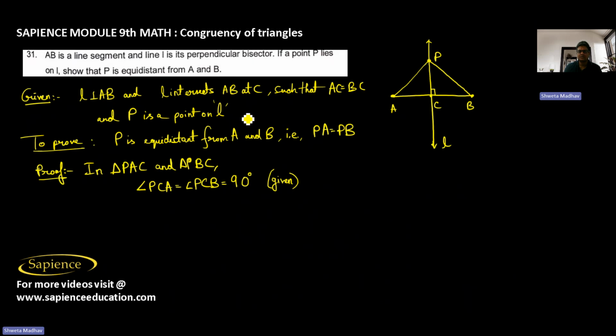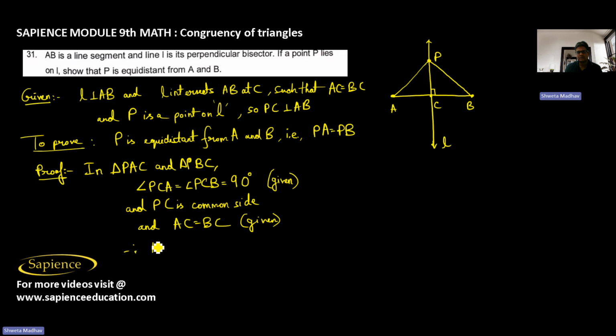So from here also I can say PC is perpendicular to AB. We can write it in the given only: since L is perpendicular to AB, and P and C are points on L. And here you can see PC is the common side, or I can say PC equals PC. And also we can see that AC equals BC, which is also given.